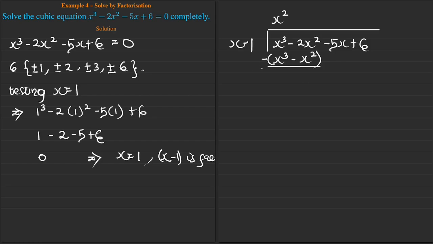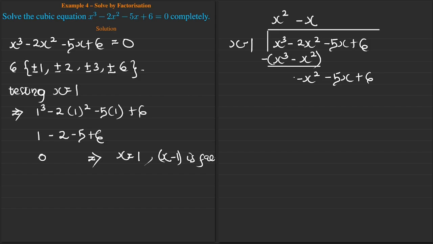That gives us a negative 2 plus 1, which becomes a negative x squared. So you have negative x squared minus 5x, then plus 6. As usual, this cancels out. Then we start the whole process again. So negative x squared divided by x gives us a negative x.